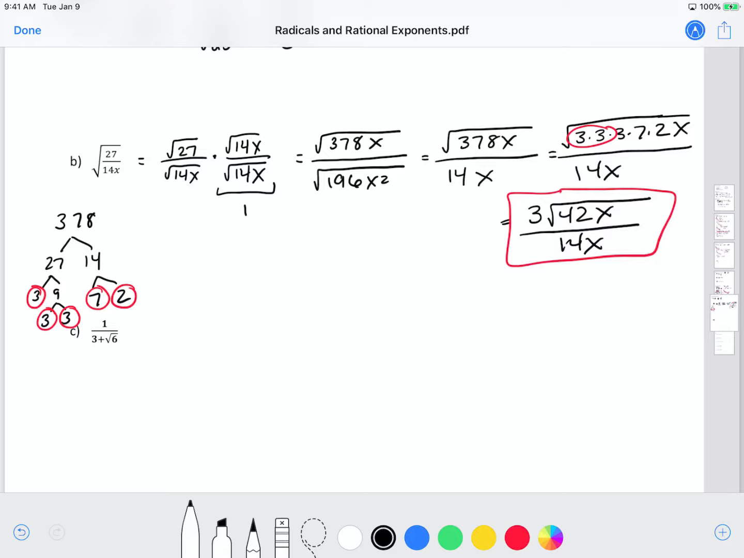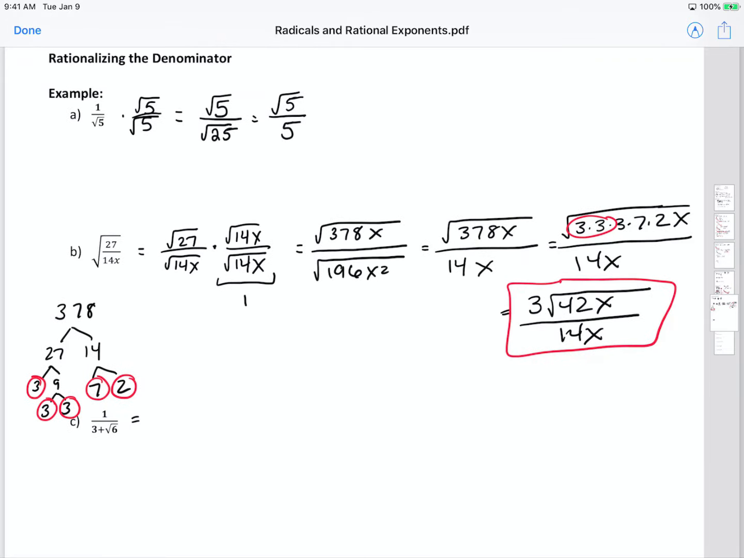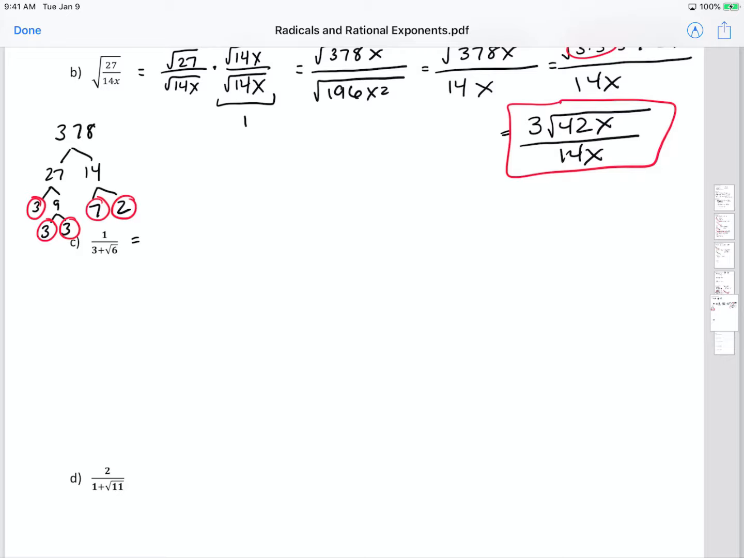In example C, notice that we have two terms in the denominator now. In example A and B, we had one term in the denominator. So, for example A, we had just the square root of 5. And in example B, we had just the square root of 14x. But now in the denominator in part C, we have 3 plus the square root of 6. We have more than one term. When that happens and we're trying to rationalize the denominator, we have to do what's called multiplying the top and the bottom by the conjugate. And that's what's going to clear the square root out in that case.